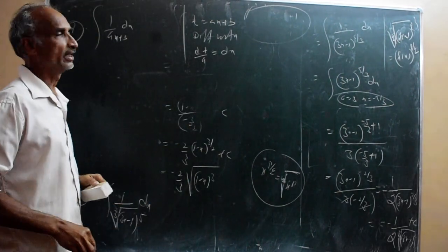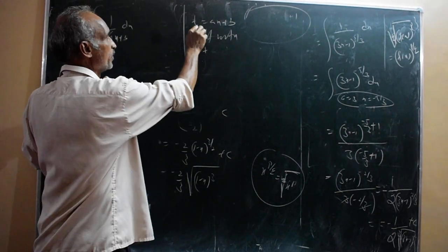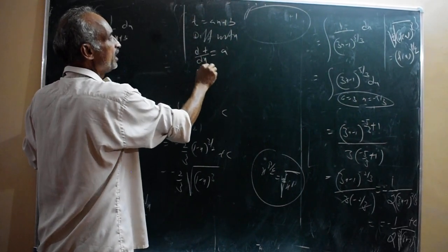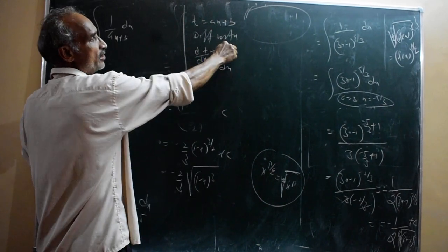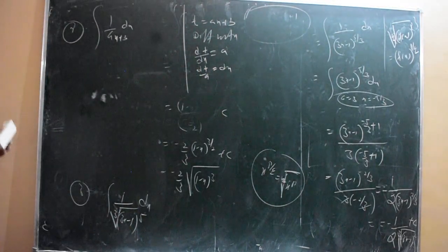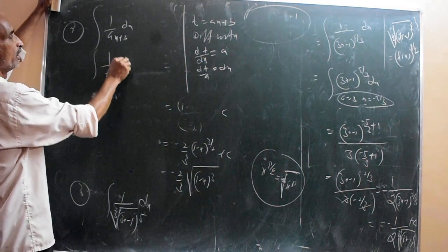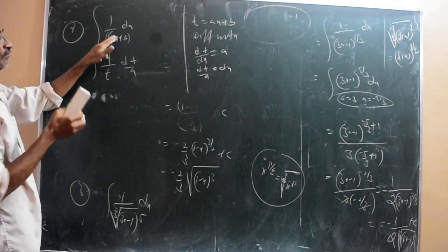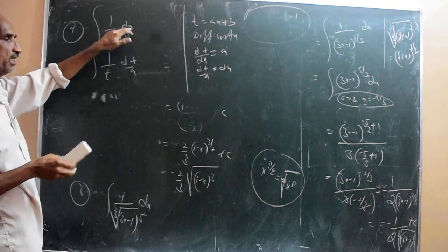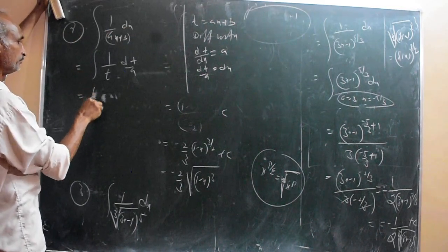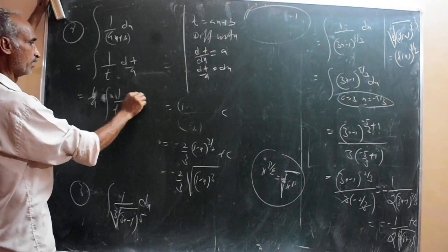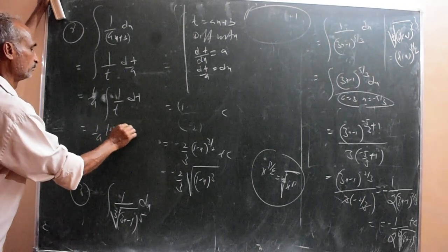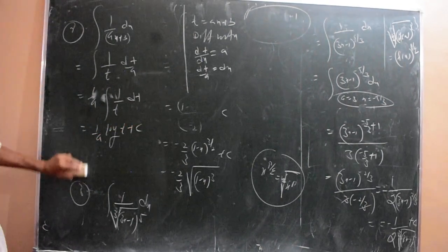Okay. dt by dx is equal to, in short, differentiating with respect to x, t differentiation is dt by dx, and ax differentiation is a. Therefore, dt upon a is equal to dx, by cross multiplication. Therefore, integration of 1 upon t, dt by a. Because whenever we write it in terms of t, dx will not do, dt is necessary. That's equal to 1 by a into integration of 1 by t dt. That's equal to 1 by a, integration of 1 by t is log t plus c.